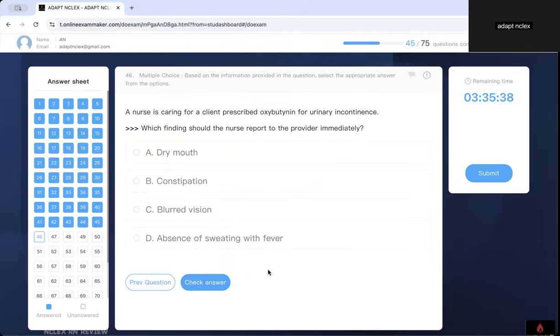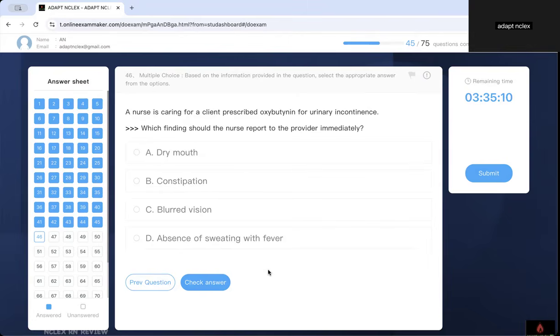A nurse is caring for a client prescribed oxybutynin for urinary incontinence. Which findings should the nurse report to the provider immediately? Prioritization for the medication. Which one should you worry about? Once again, same thing. First, identify oxybutynin. I told you first, if they give you a medication and a condition. Oxybutynin for urinary incontinence. That means you're peeing on yourself.